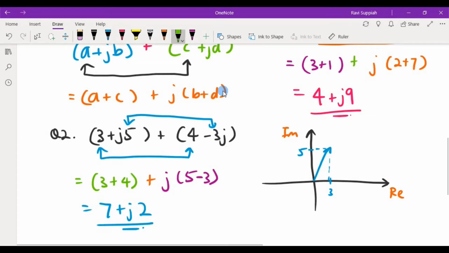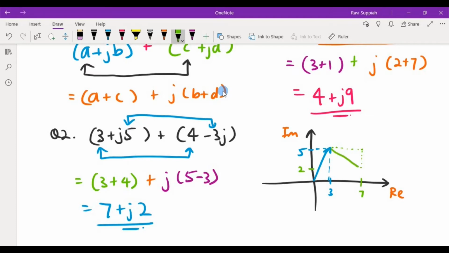Since it is one complex number added with another complex number, this second number will be extended from where the first complex number left off. The first complex number ended at this point here. So from this point I will go 4 units in the real axis. So 3 plus 4 would be 7. I'll go here 4 units, and then I will need to go down 3 units in the imaginary axis. So 5 minus 3 would be 2. So it will be somewhere here.